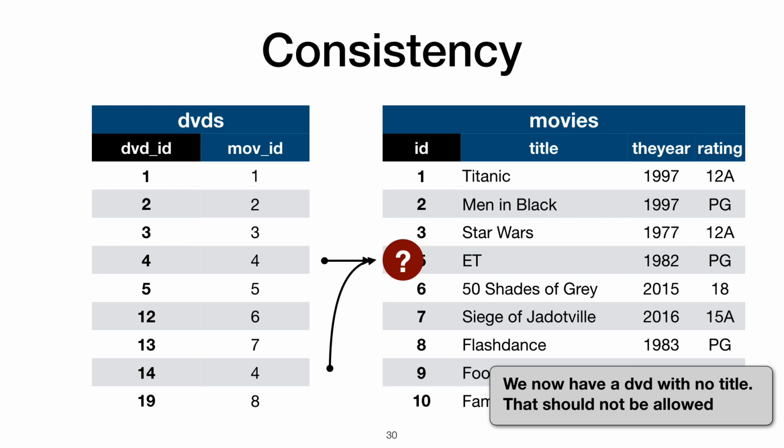So if the ID in movies is being used by the DVDs table, we shouldn't allow it to be deleted. That just shouldn't be allowed. Now again, we could make all of the programmers using our database promise they would never do anything so stupid. But we can actually hard code this rule into the database. And so if someone tries to do that, they'll be told, no, go away.